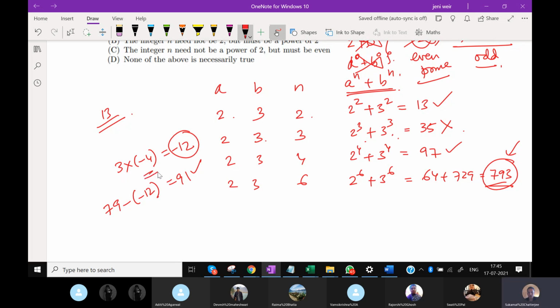The reason we multiply this by -4 is that 13 minus 4 is 9. The same rule applies to divisibility by 7. If I have to test this number for divisibility by 7, I take the last digit and multiply it by 2, and whatever I get, I subtract from the first two digits. So 79 minus 6 is 73. So this is not divisible by 7. Clear?